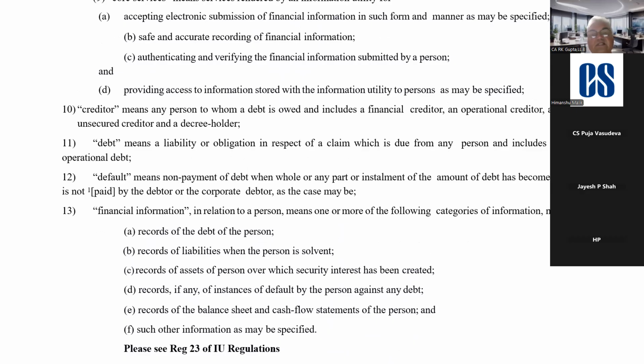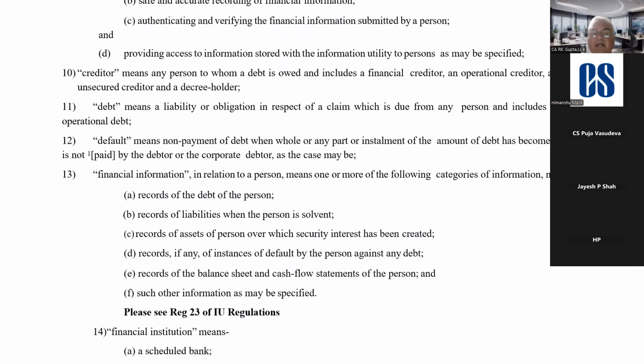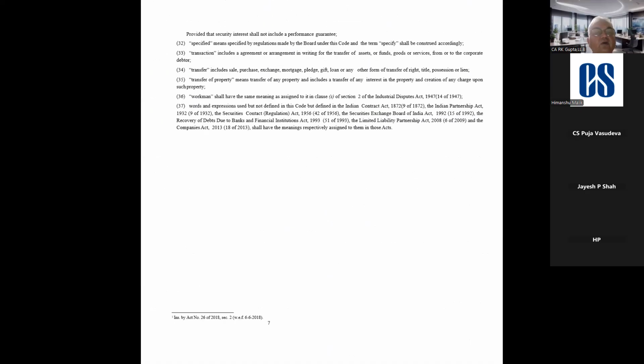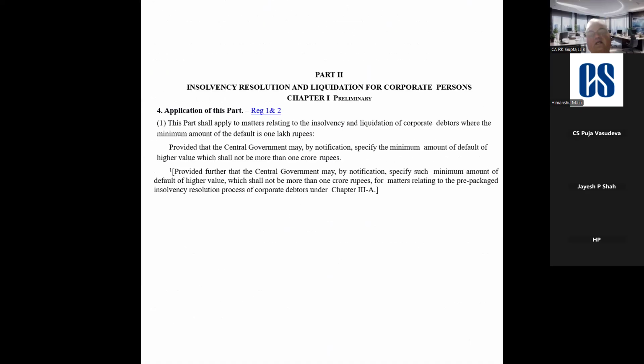So who can initiate proceedings? First of all, there has to be debt, that debt has to be due, and there has to be default, that means non-payment of debt. Only then you can initiate proceedings. Now section 4 talks of the trigger point. The rest of the definitions we will cover through section-wise jurisprudence. So section 4 talks of the triggering point. And what is the triggering point? The triggering point is default. So there has to be a default.